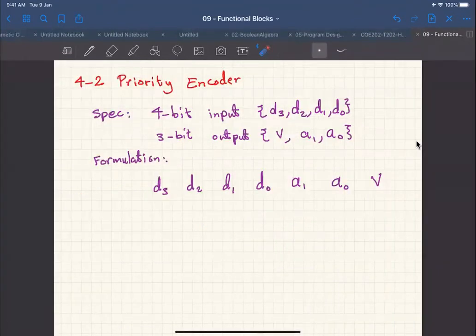The specifications are that you have a 4-bit input, named D3, D2, D1, D0, and then a 3-bit output, including the valid bit, V, A1 and A0. So let's start with the truth table, or the formulation. First of all, let me ask you this: how many rows are in my truth table?